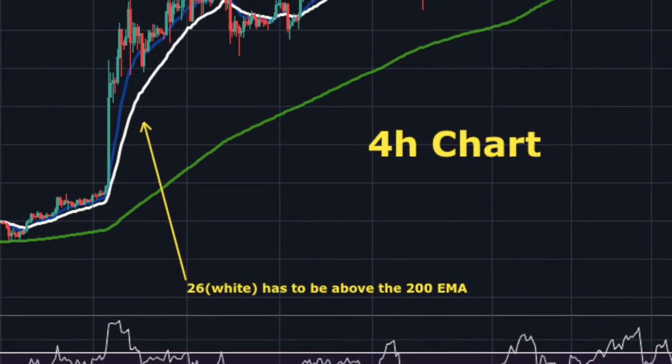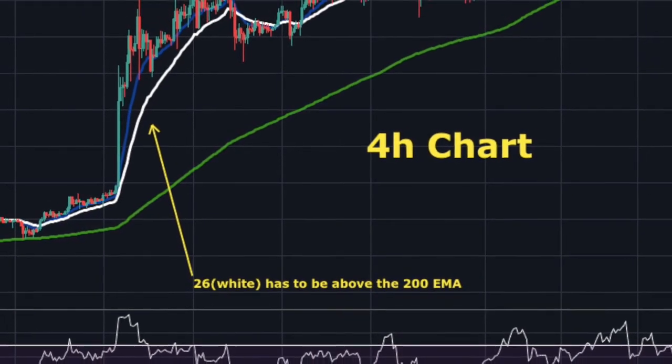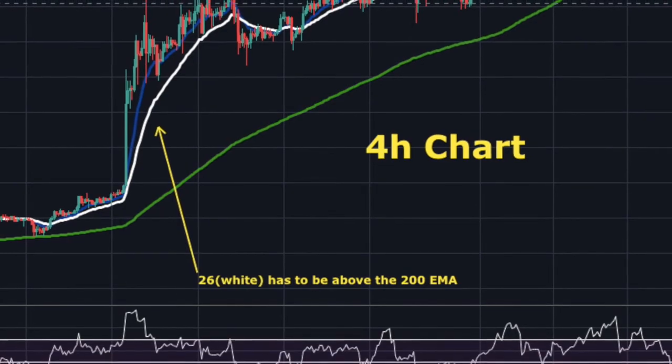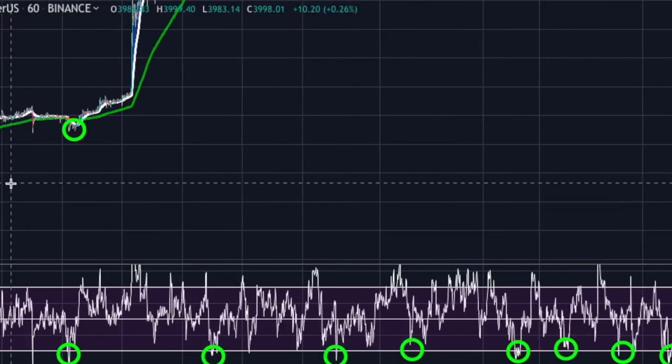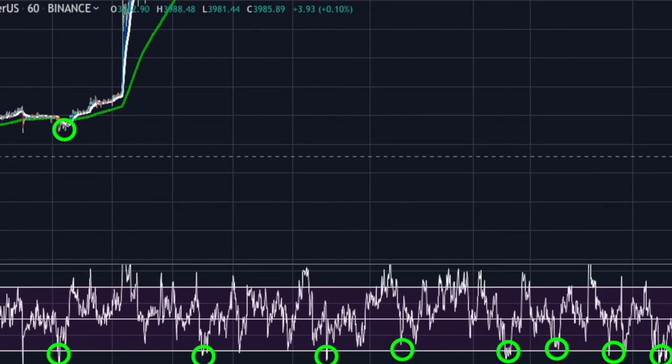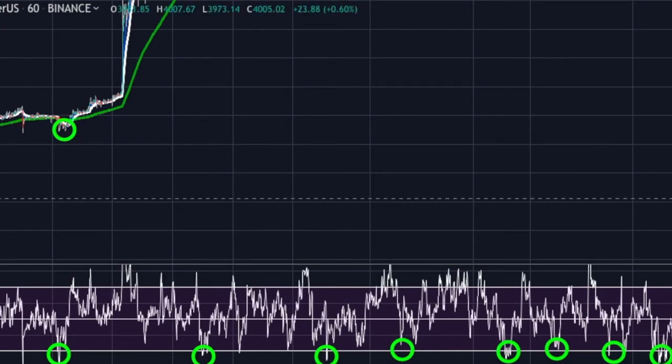Only once the 4-hour chart and the daily chart have the right setup, you can now jump on the hourly time frame. Once you are on the hourly time frame, be sure that the 26 is above the 200 EMA as well. And once the RSI is in the 30 area, you can now buy the dip. Try to be fast, because the dips in an uptrend are usually flushed down followed by an aggressive buy, and you want to be there when it happens.